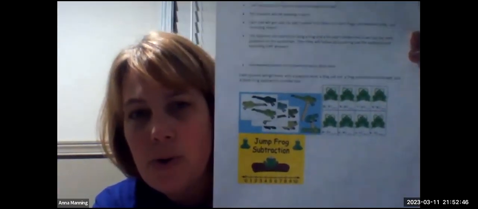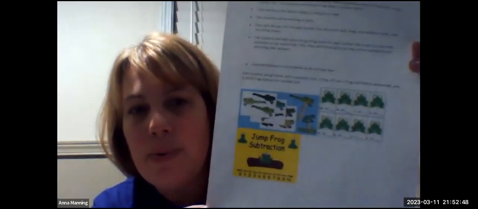Let's see, some homework and practice for the students to do on their own. Each student would go home with a popsicle stick, a frog cutout, a frog subtraction worksheet, and a jump frog subtraction number line. And so this is what I have for that. So each student would be able to go home and make their own frogs and lily pads to practice at home.